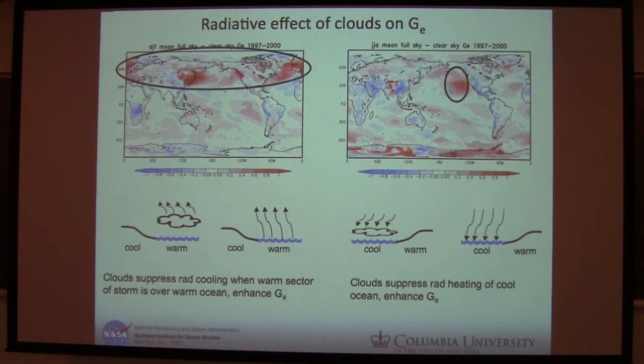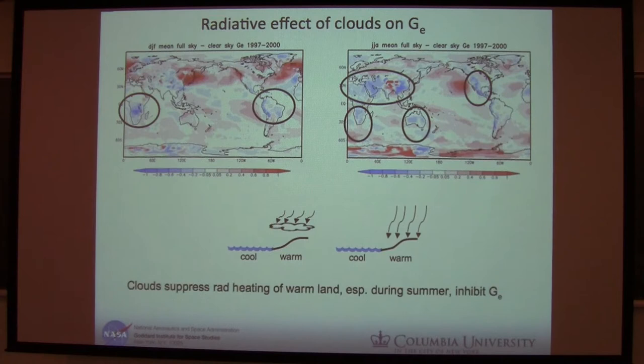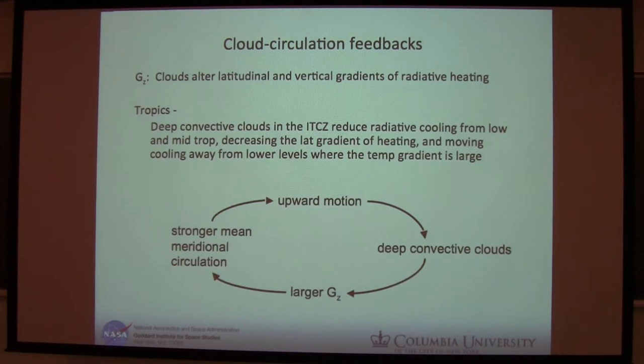There are some regions around the world, particularly tropics and subtropics, where clouds inhibit GE production. That happens because they're essentially preventing radiative heating of the warm land surface, so they destroy the cool ocean, warm land temperature gradient. So we see that clouds alter the latitudinal and vertical gradient of radiative heating in a way that affects GZ, and there are indirect and direct ways that they do it.